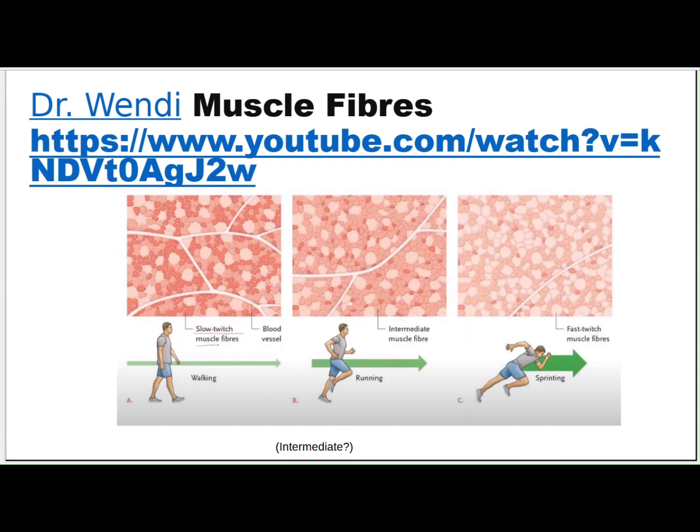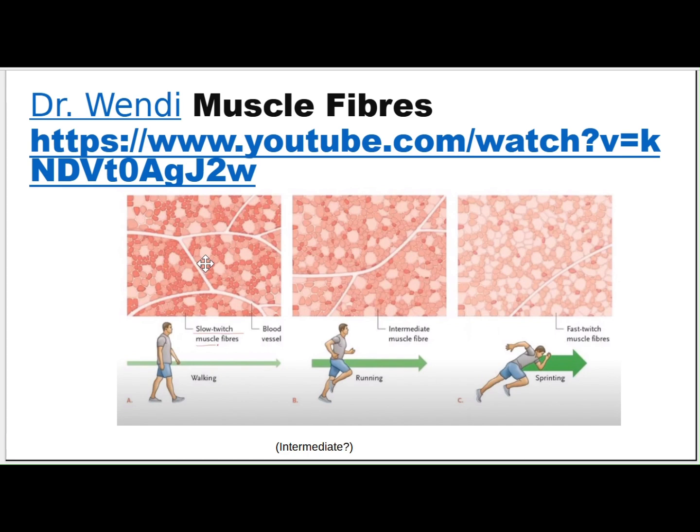Here we are, next slide. This is about what it looks like. Here you can see little red fibres and white fibres, and as it explains here, the white fibres are your fast twitch muscle fibres, and sprinters have a predominance of those. If you have a predominance of red slow twitch fibres, those are your endurance athletes.